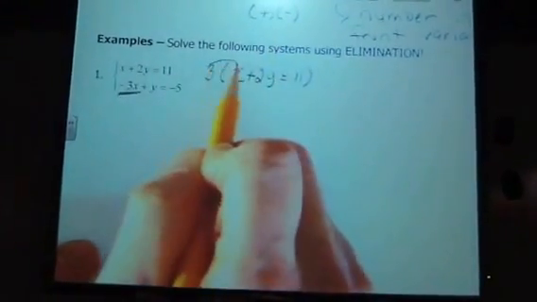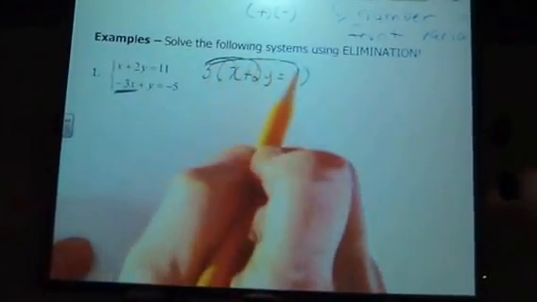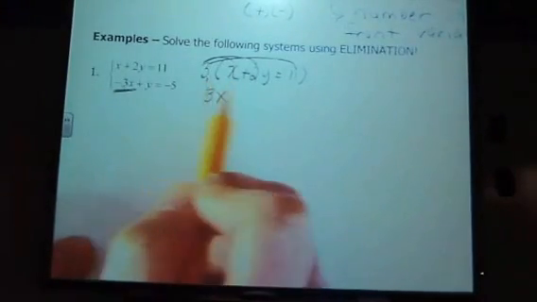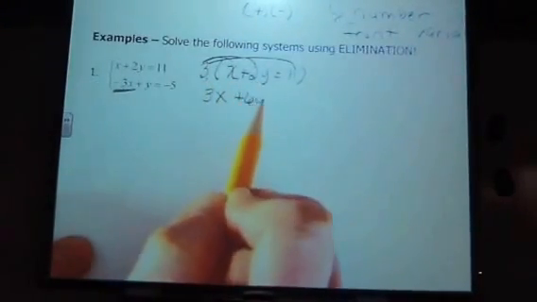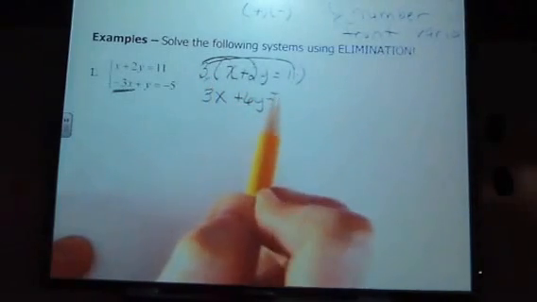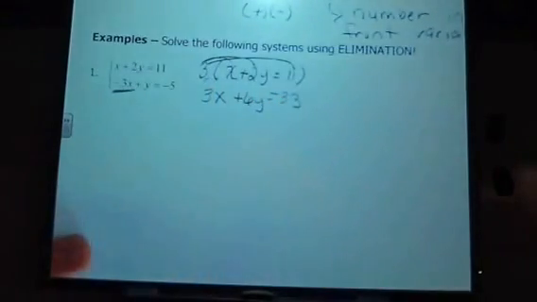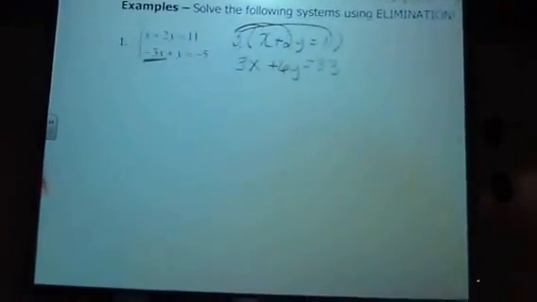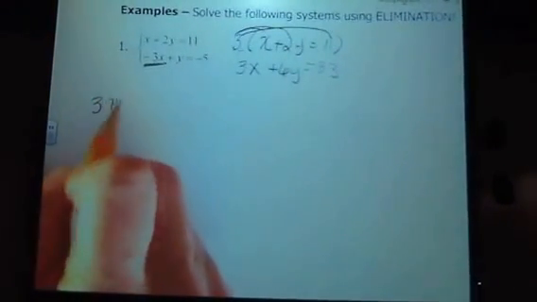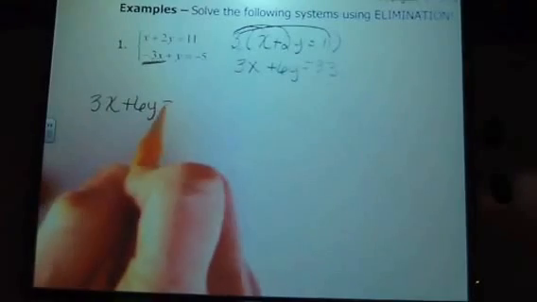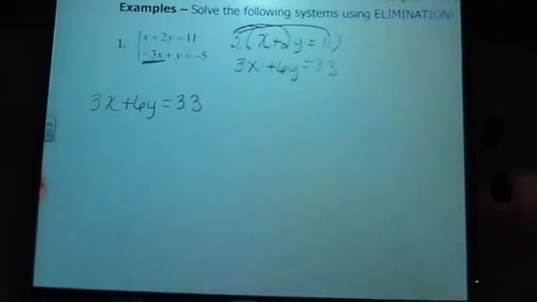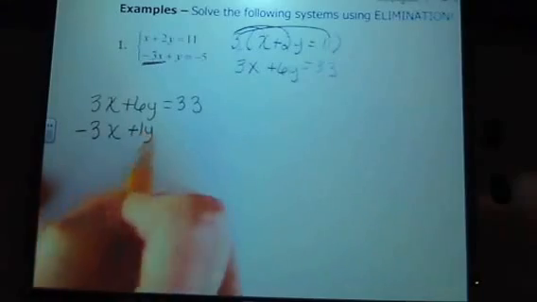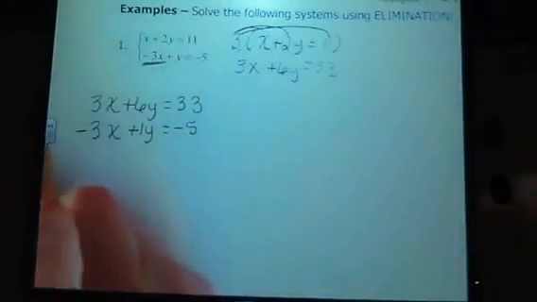Now what we need to do is we need to multiply each term by 3. So 3 times 2x is 6x. 3 times y is 3y. 3 times 11 is 33. Alright, now we have our two equations. Our first one is 6x plus 3y equals 33. And our second one, negative 3x plus 1y equals negative 5.